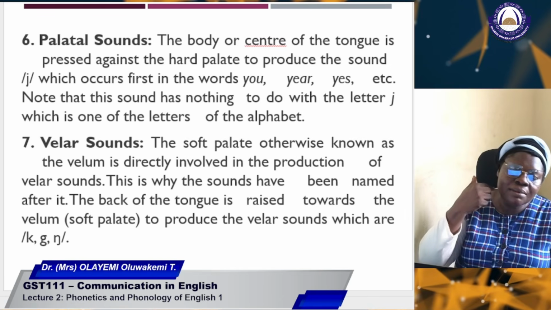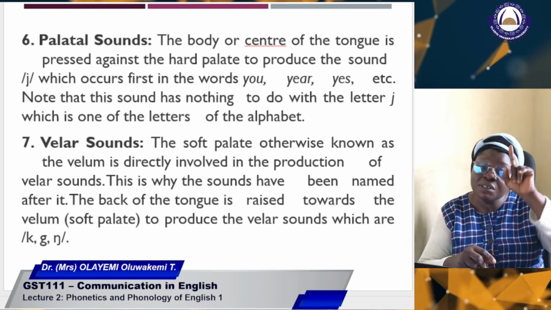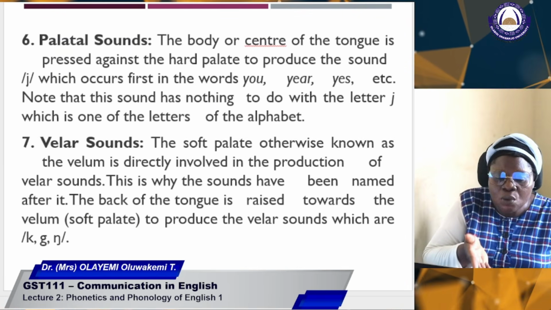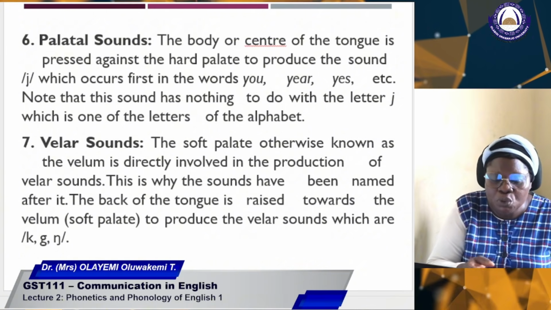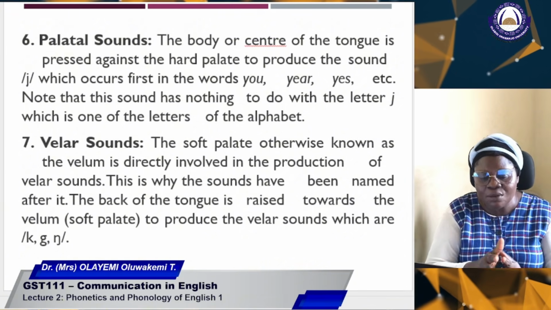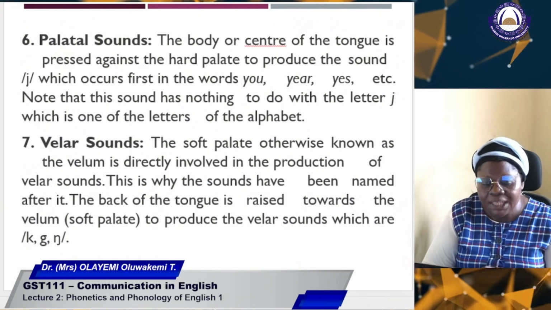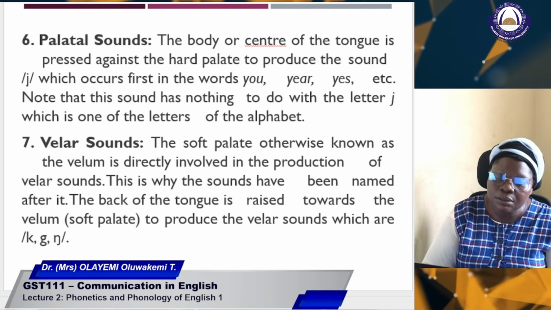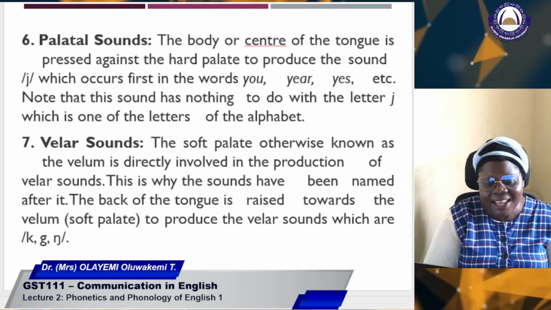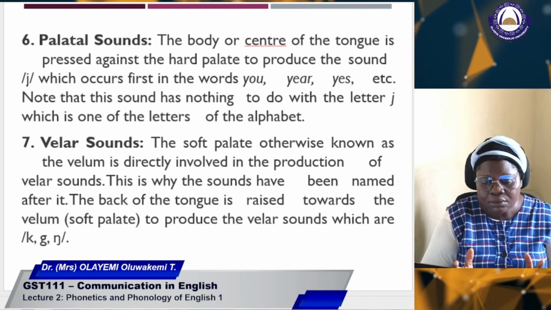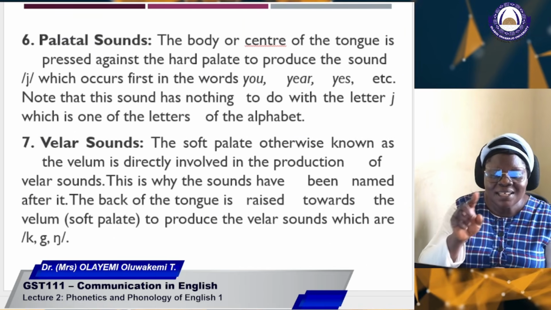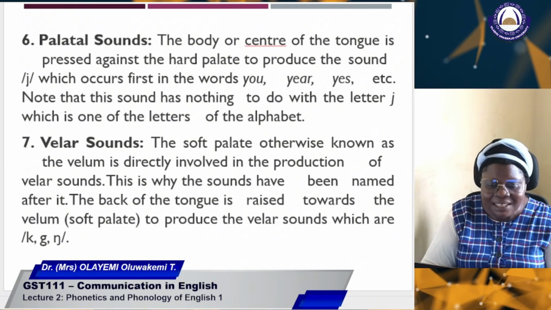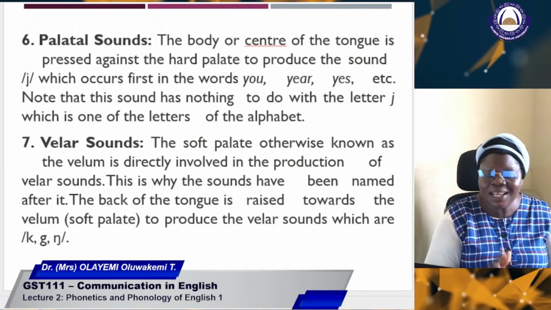You realize that the back of your tongue is directly opposite the soft palate at the top. When the back of the tongue is raised towards the soft palate, we produce three major sounds of English. They are the sounds you can see on the screen: k in kettle, g in girl, and ng in sing. I sing a song. It's also in the word song. You can't hear the last sound, the g sound. You don't say "I sing a song" with a g. You say "I sing."